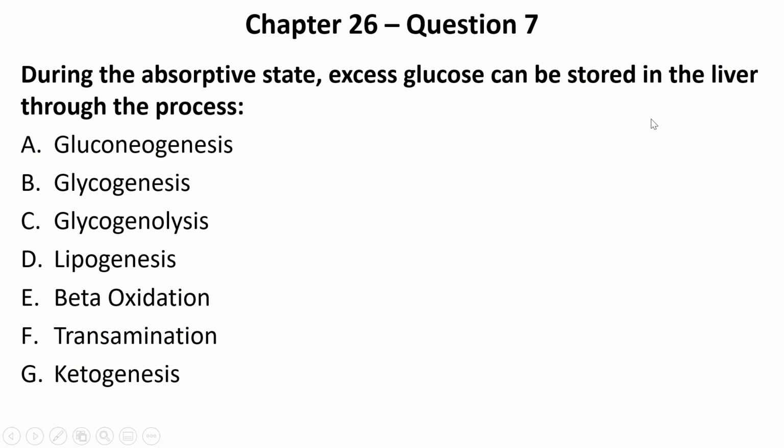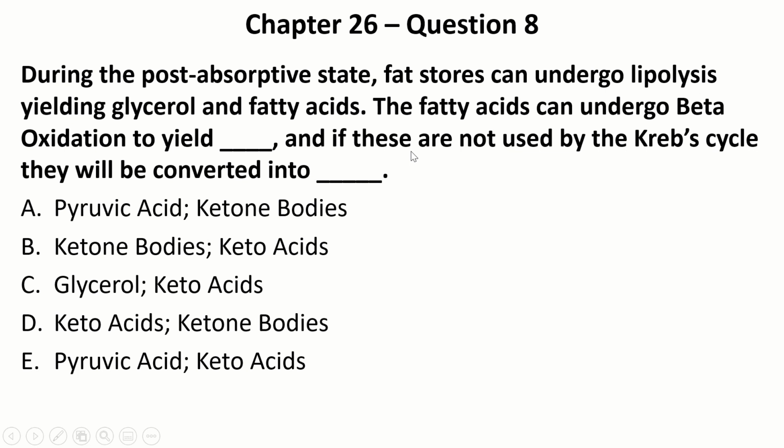And so a couple of questions here. During the absorptive state, excess glucose can be stored in the liver through the process blank. Question 8. During the post-absorptive state, fat stores undergo lipolysis, yielding glycerol and fatty acids. The fatty acids can undergo beta oxidation to yield blank. And if these are not used by the Krebs cycle, they will be converted into blank. And that is the end.